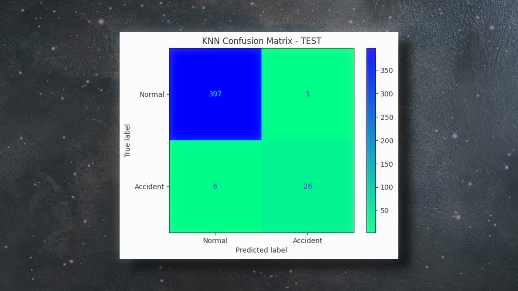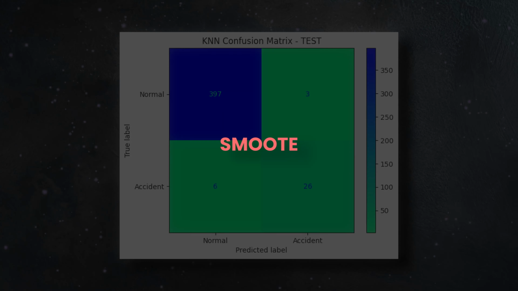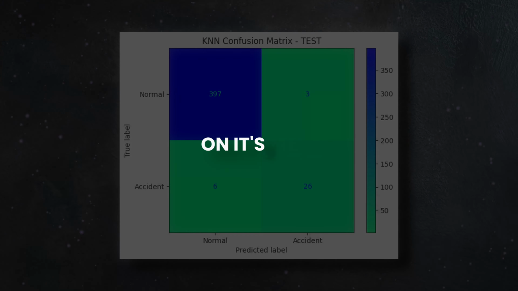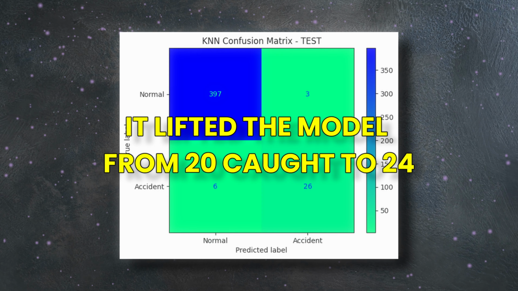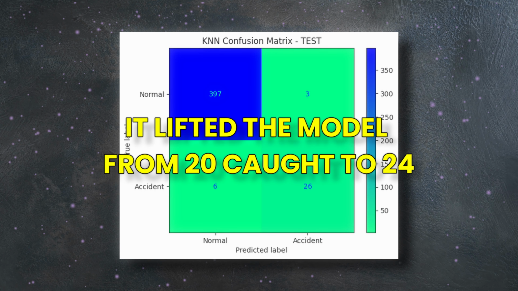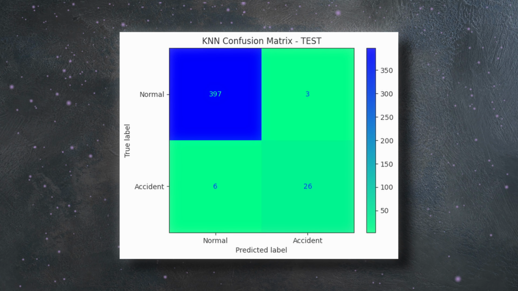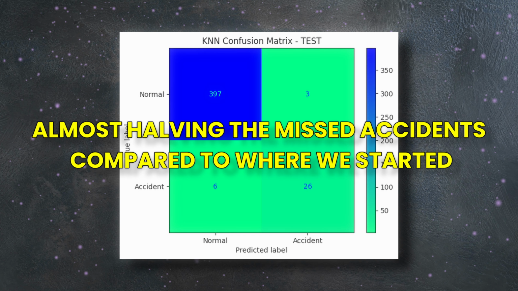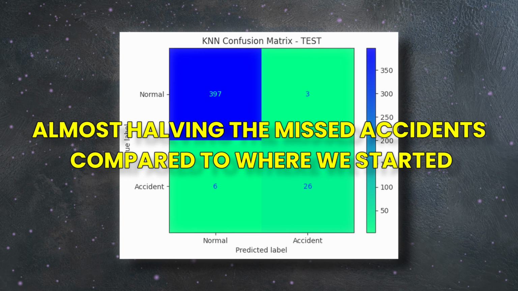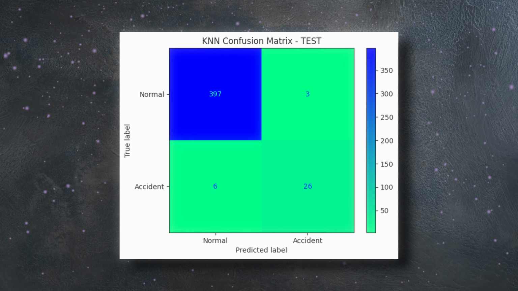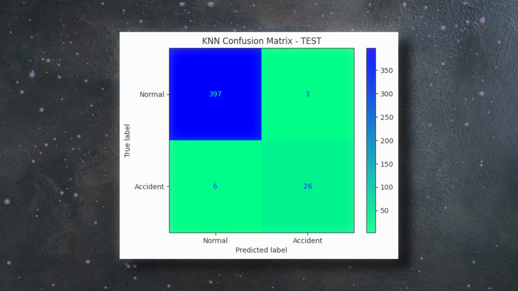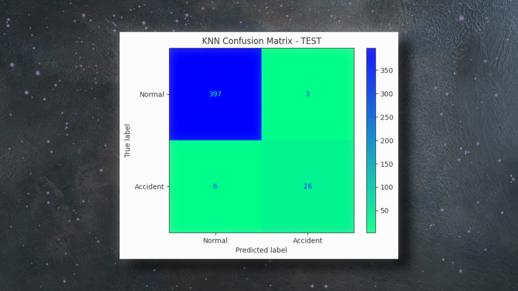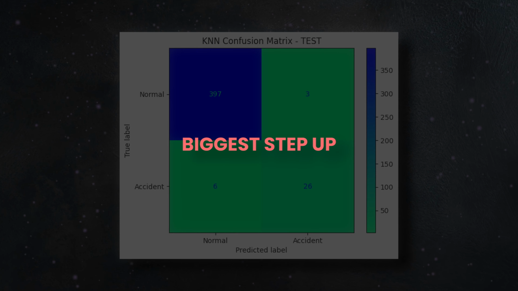And of everything we tried, SMOTE made the biggest difference. On its own, it lifted the model from 20 to 24. With the tuning on top, we reached 26, almost halving the missed accidents compared to where we started, at the cost of just 1 extra false alarm. For accident detection, where catching the rare cases is the whole point, that was our biggest step up.